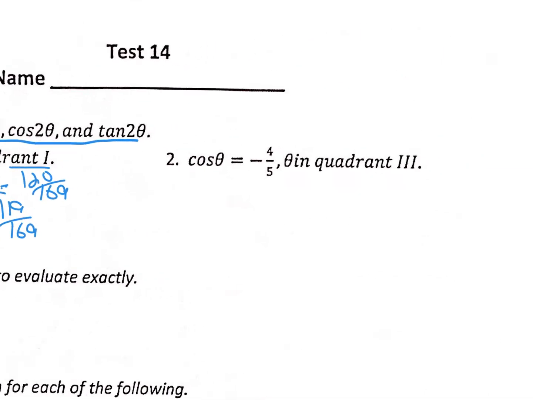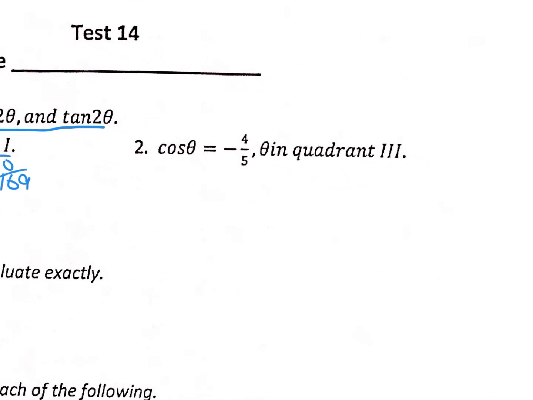I'm going to do the same thing here for the second one. Second one says cosine is negative 4/5, and it's in quadrant 3. You got to find sine first. If cosine is 4/5, remember the triangle is a 3, 4, 5, so it's going to be 3/5. And because it's quadrant 3, sine and cosine are both negative in quadrant 3.